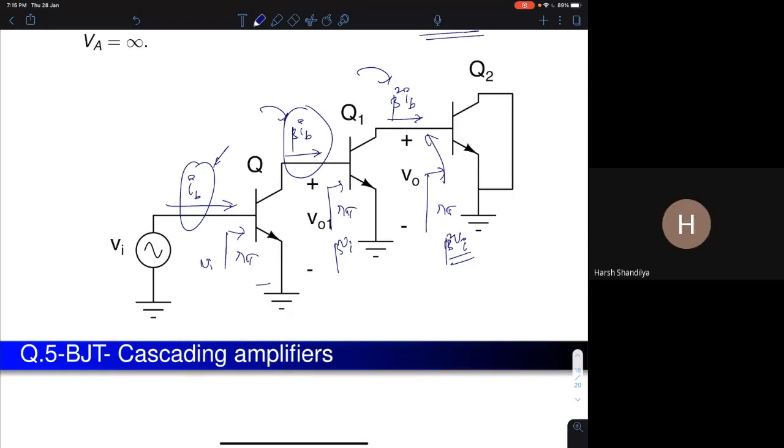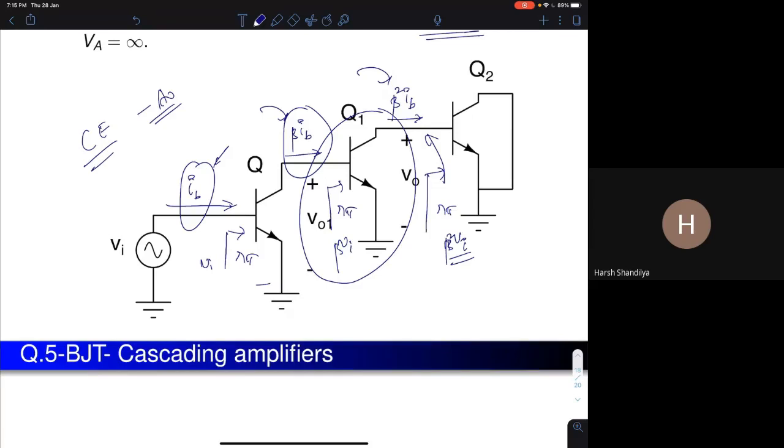Sir, if VO1 and VI amplification is asked, should we write minus 100 or 100? Minus 100. A single common emitter amplifier will always give you a negative gain. If you cascade n amplifiers, exactly, that is right.